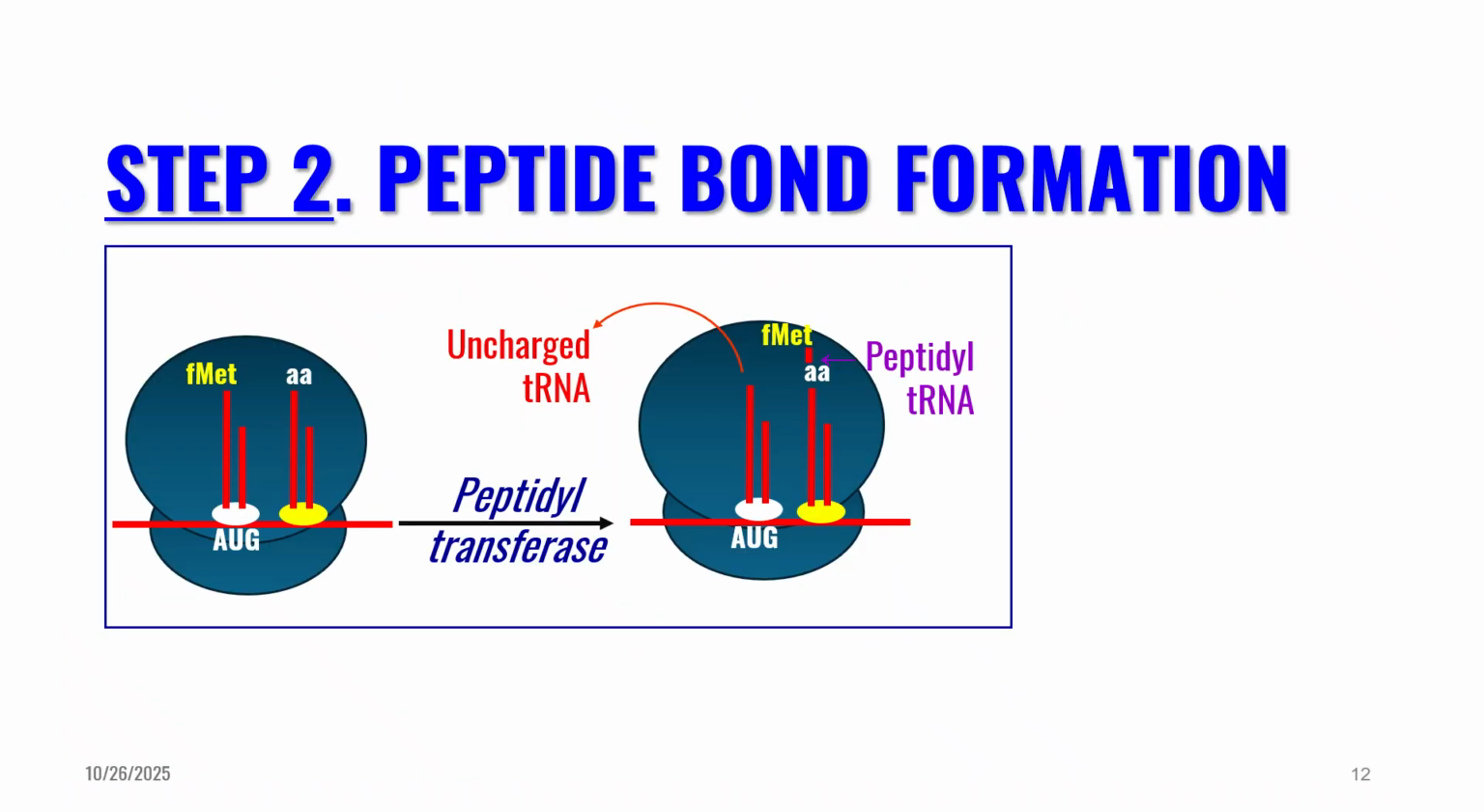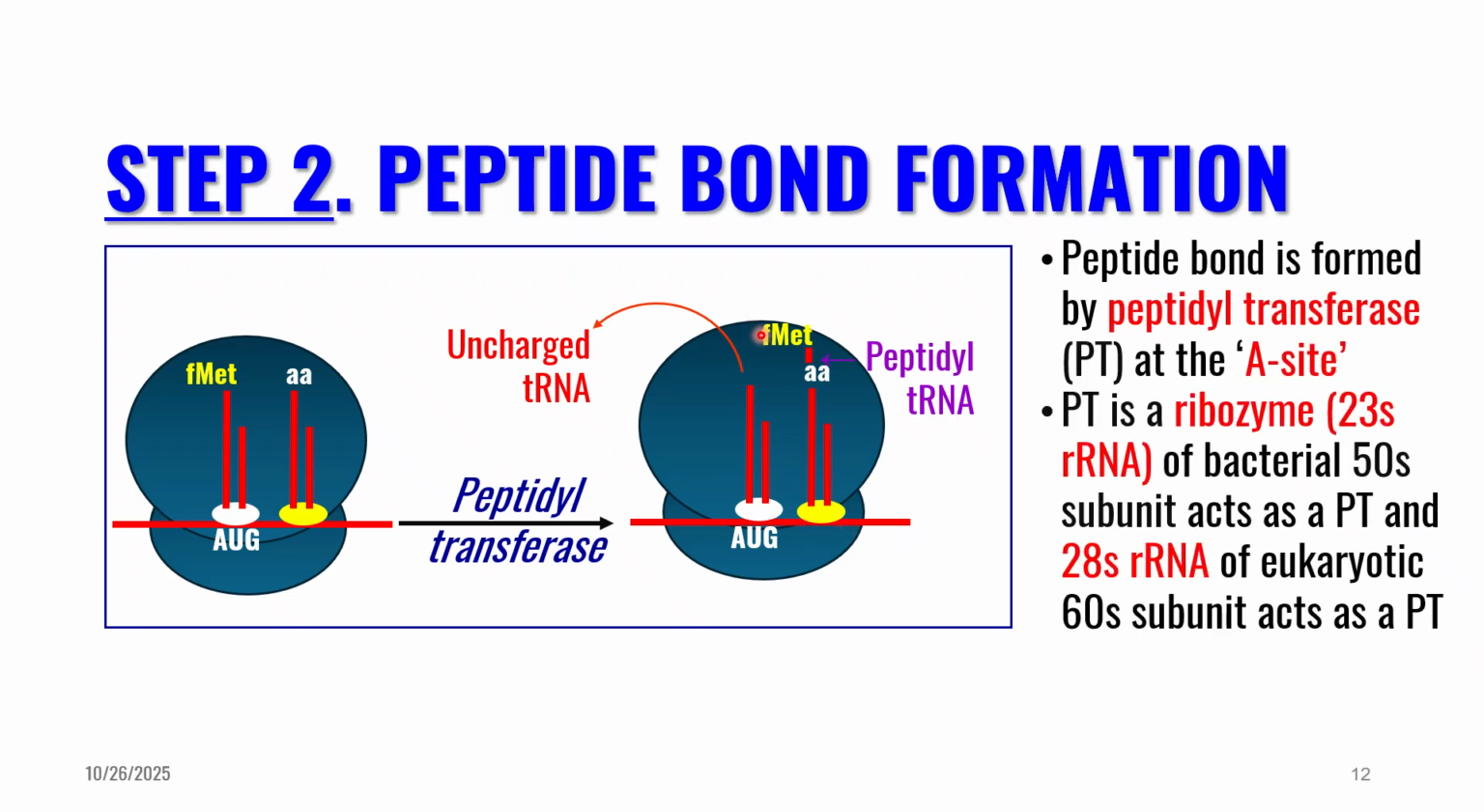So the second step is peptide bond formation, which is formed at the A site between two amino acids, one at the P site, the other at the A site. So the A site now contains peptidyl tRNA. This is catalyzed by the enzyme called peptidyl transferase, which is a ribozyme activity of 23S ribosomal RNA in case of prokaryote and 28S ribosomal RNA in case of eukaryotic system. This step does not require energy, so it is an energy independent step.